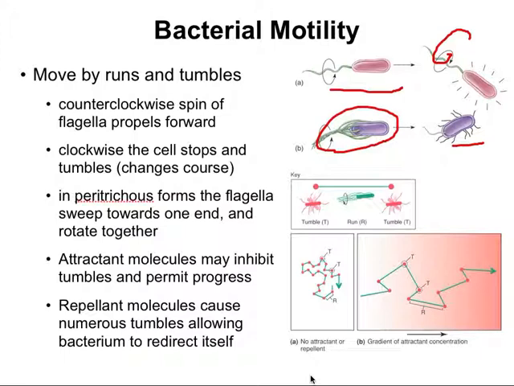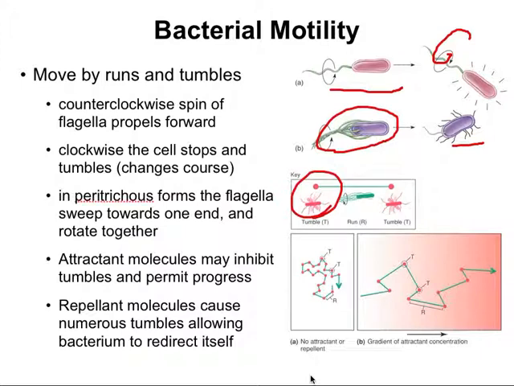In the presence of attractant molecules, bacteria exhibit fewer tumbles. So it's thought that these attractant molecules may inhibit the tumbles and permit the progress of the bacteria towards the direction of the positive source. In the case of repellent molecules, they cause numerous tumbles. And it's thought that these tumbles allow the bacterium to redirect itself. You can see this exhibited here in the picture below.